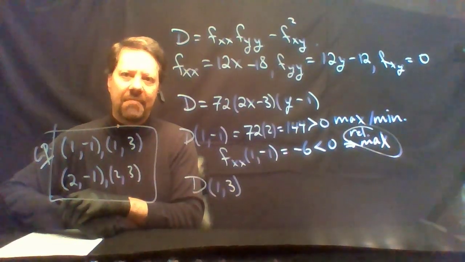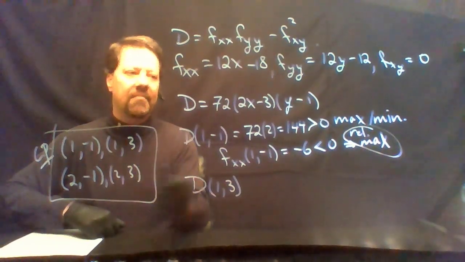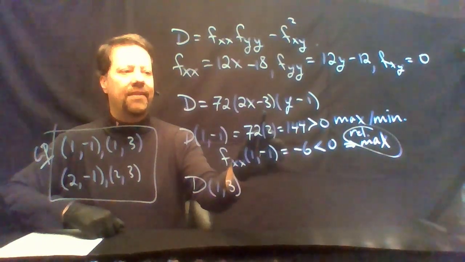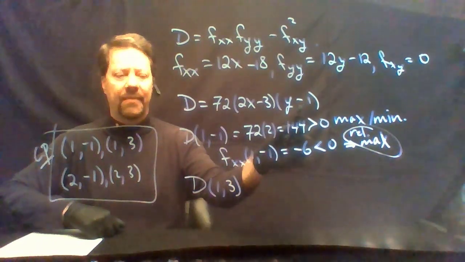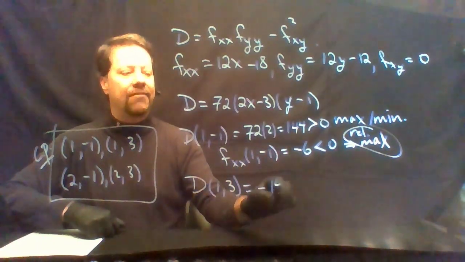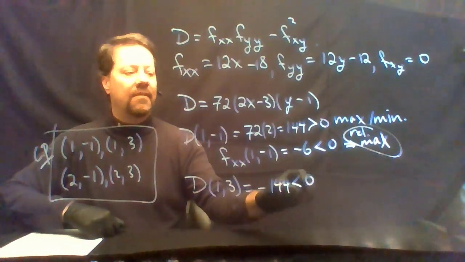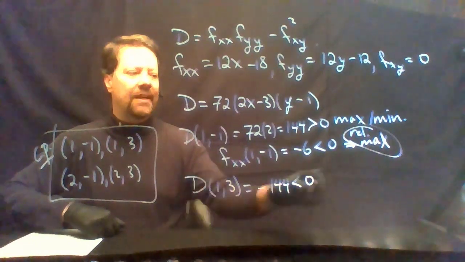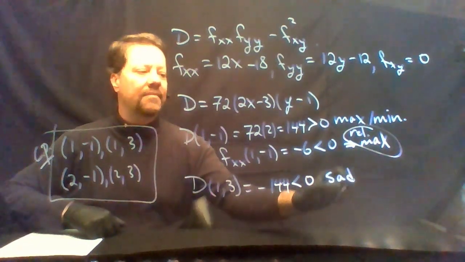Now let's do the same for the point 1, 3. Evaluating at x equals 1, y equals 3, we still have negative 1 here, but 2 here. This gives us negative 144. That means the concavity is different in each of the principal directions so that we have a saddle point.